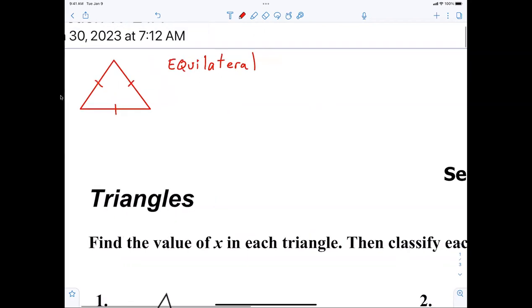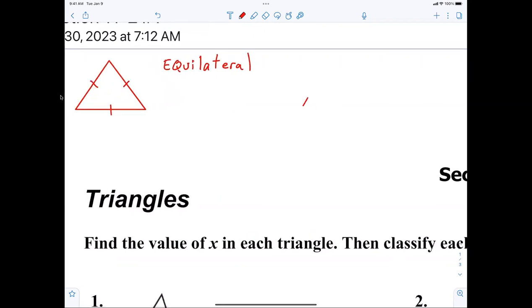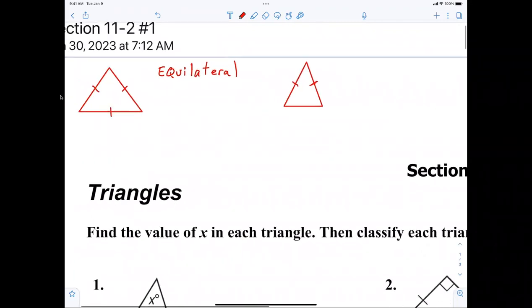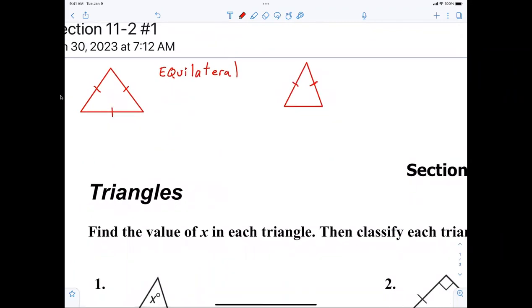Then what I'd like everybody to do is draw a triangle with two sides that are equal. So remember what that's called? It starts with an I. Yes, it does. It's a weird word. Well, it's not really too weird, but yes, very smart.